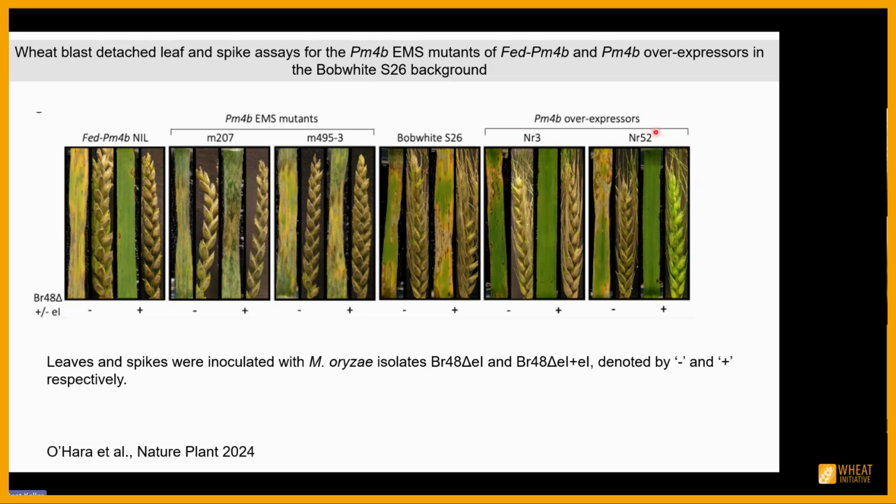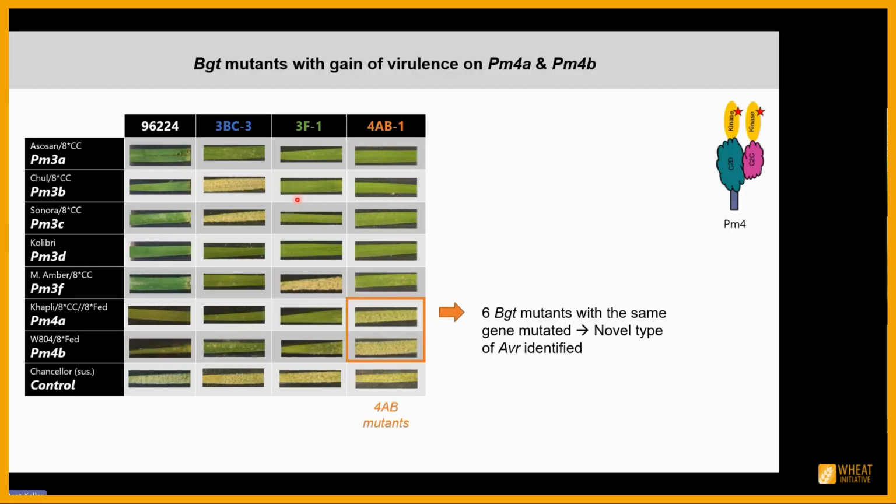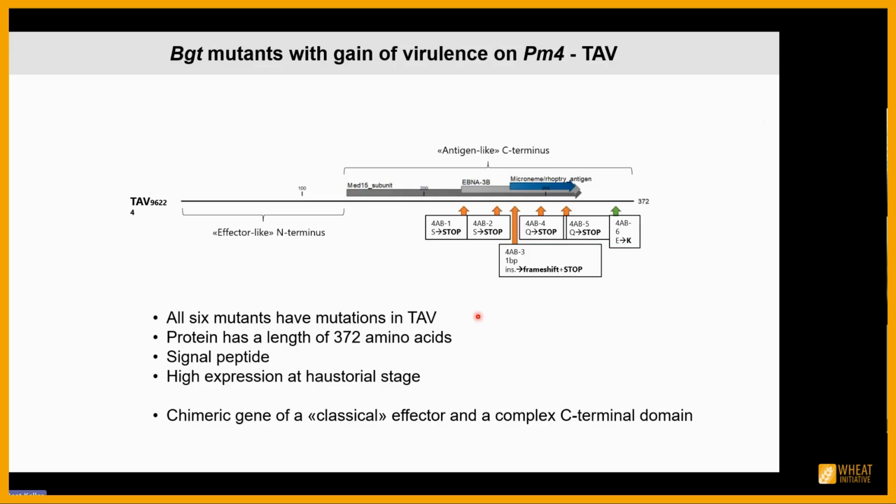And of course, it's relevant to ask what is recognized from powdery mildew to induce then resistance. That's basically the question: what is recognized by these 2 non-conventional resistance genes? We used again mutagenesis to identify mutants, and you can see here that we identified mutants which can now grow on Pm4a and b lines, and in total we isolated 6 of these mutants, and they were all mutated in the same gene.